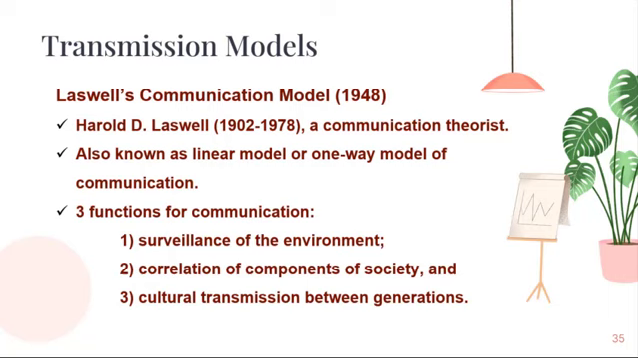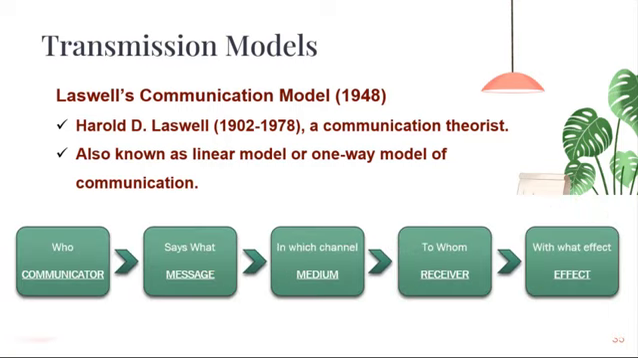This model has 5 components in total. Who? This entails the communicator or the sender of a message. Says what is the content of the message. In which channel, the medium or media where the message is being transmitted. To whom, the receiver or an audience. And with what effect. This is the feedback of the receiver to the sender.